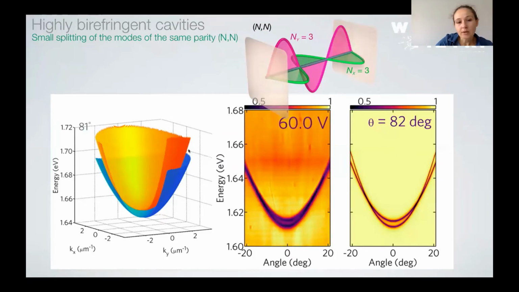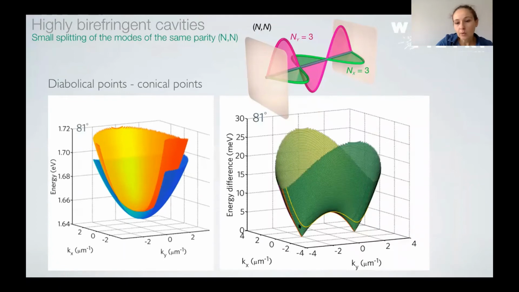So if you plot the difference between the yellow and the blue parabola, what we observe is that these are very special diabolical points or conical points that are discussed in the literature, where we have the linear crossing of the modes. But there are 2 points of the given energy, and the splitting, the energy difference between the two modes, just drops to 0. And this is the realization where we have both the TE-TM splitting and the structure anisotropy.